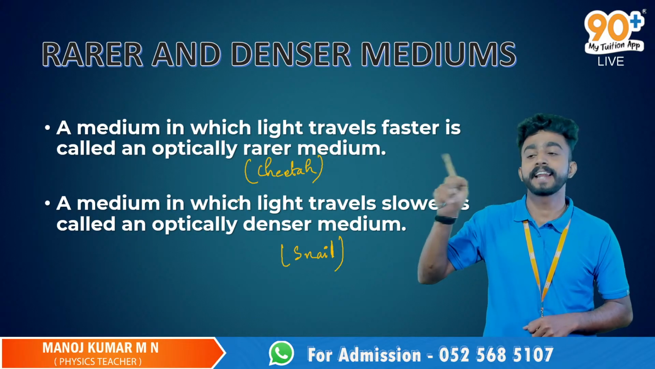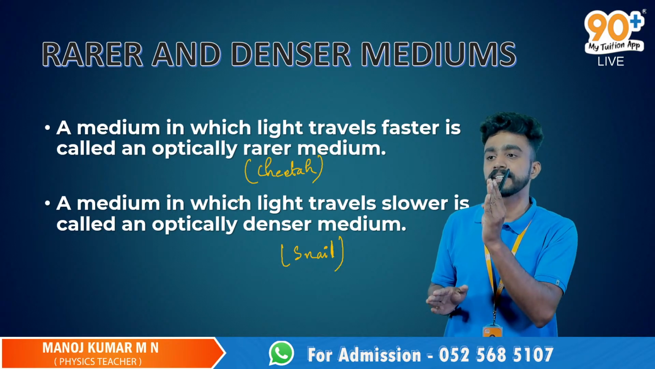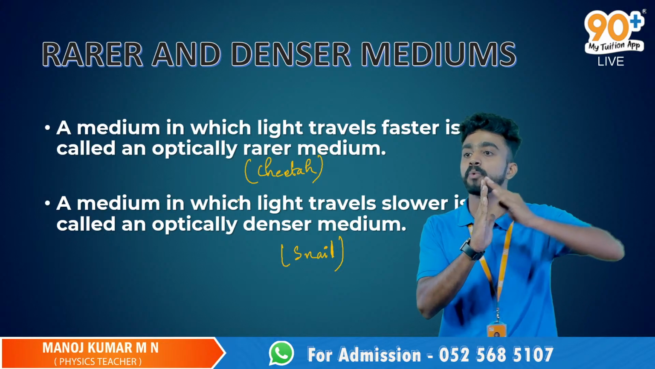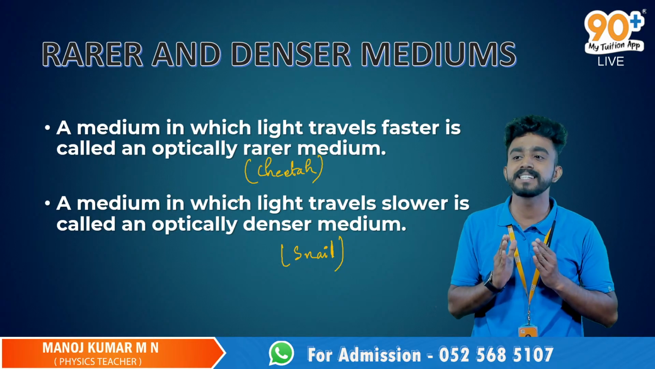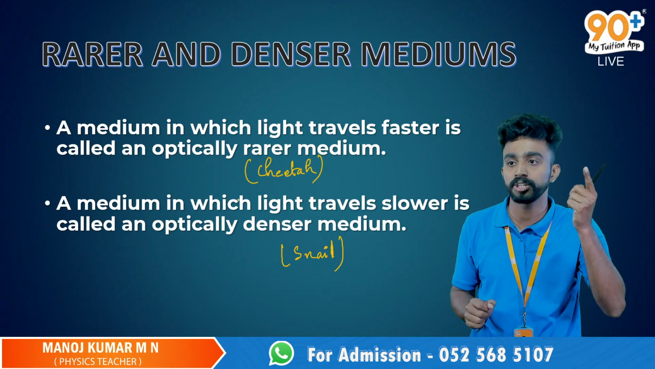In the case of rarer medium, light rays can bend easily because light travels faster in it. So it will have more deviation. So light rays will be bending away from the normal. But in the case of denser medium, light rays can't bend easily, so it will be bending towards the normal. Got it, Sridhar? Got the concept?